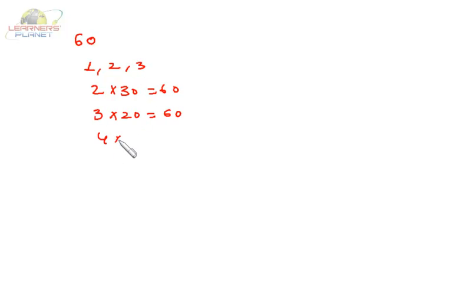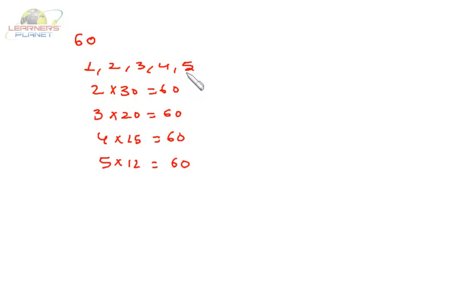Then 4 into 15 is 60. That means 4 will also be a factor. Then 5 into 12 is 60. That means 5 will also be a factor. So first 5 factors are 1, 2, 3, 4 and 5.